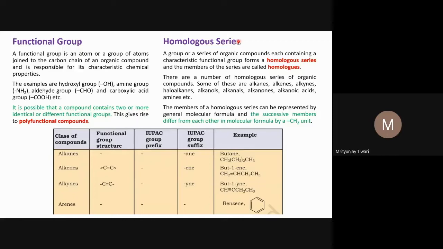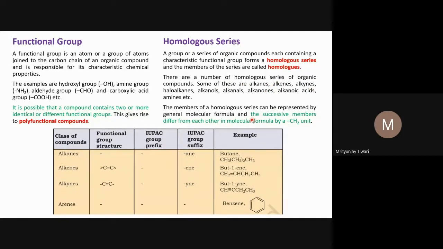Then the difference of one CH2 group is there, and if you find a similar series for one functional group, one type of compound, this kind of series we call a homologous series. So a series of organic compounds, each containing a characteristic functional group, forms a homologous series. Members of each homologous series are called homologs, and one homologous series will have similar chemical properties.